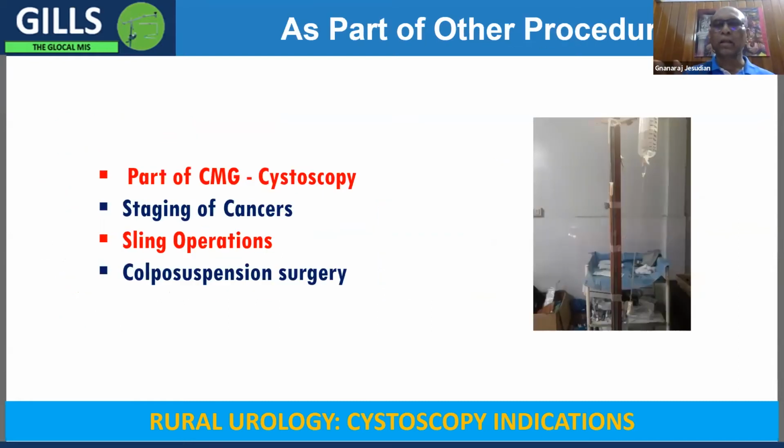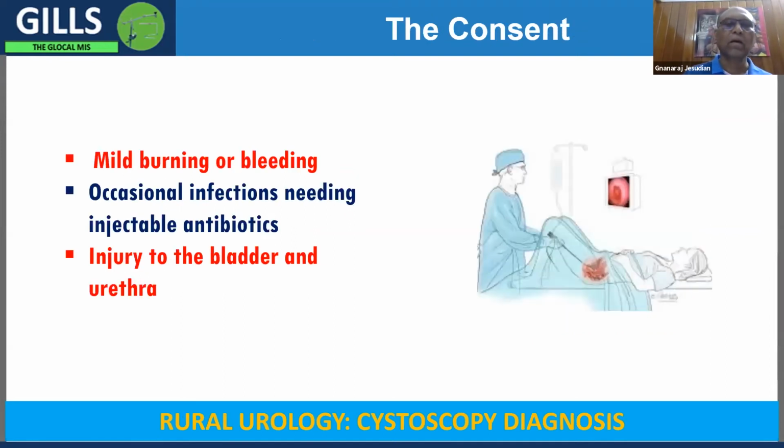Okay. And we are discussing cystoscopy being part of other procedures. Like we generally combine cystometrogram and cystoscopy so that it gives a complete, clear picture of what the diagnosis is. And sometimes we can use cystoscopy as part of staging procedures for cancers to see if the bladder is involved, or if you're doing a sling operation or colposuspension surgery and so on. Or if you're doing procedures like DJ stenting, where cystoscopy is a preliminary requirement.